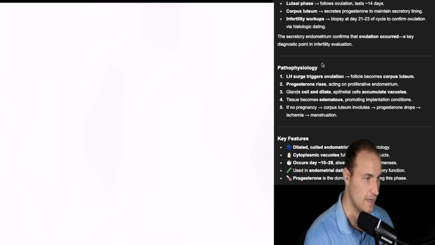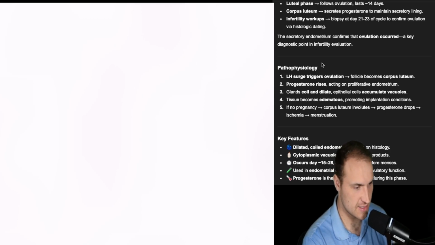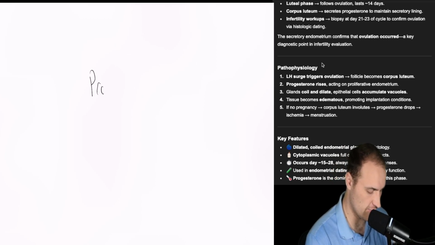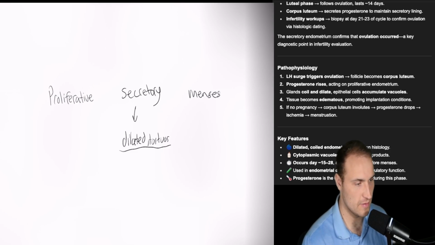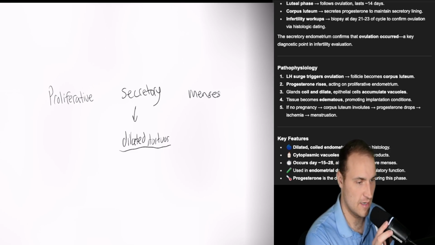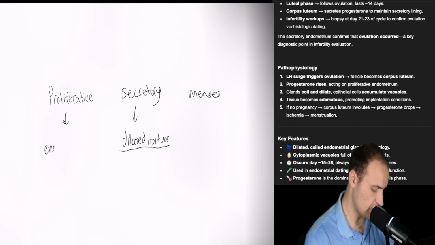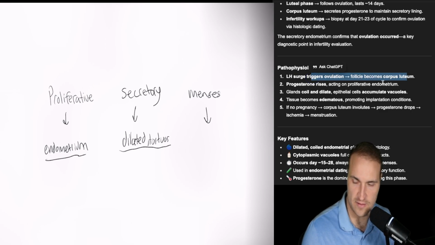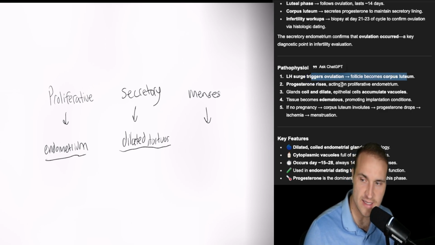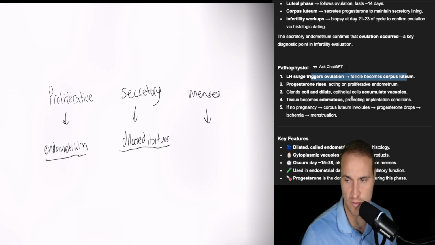All right, for 198, we need to know about the endometrium and its stages of the menstrual cycle. So there are proliferative, secretory, and menses phases. The secretory endometrium is characterized by dilated, tortuous endometrial glands. The proliferative phase is during the follicular phase of the menstrual cycle, where the endometrial lining responds and forms. The LH surge triggers ovulation, and the follicle becomes the corpus luteum. Progesterone rises and acts on the proliferative endometrium. The glands coil and accumulate vacuoles, and then the tissue becomes edematous. If no pregnancy, the corpus luteum involutes, progesterone drops, you get ischemia, and menstruation.